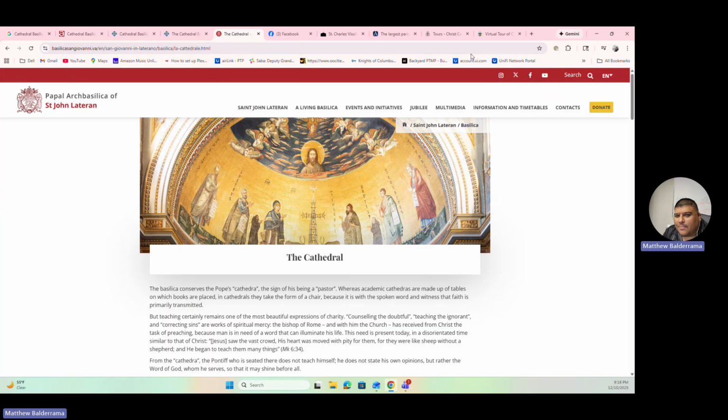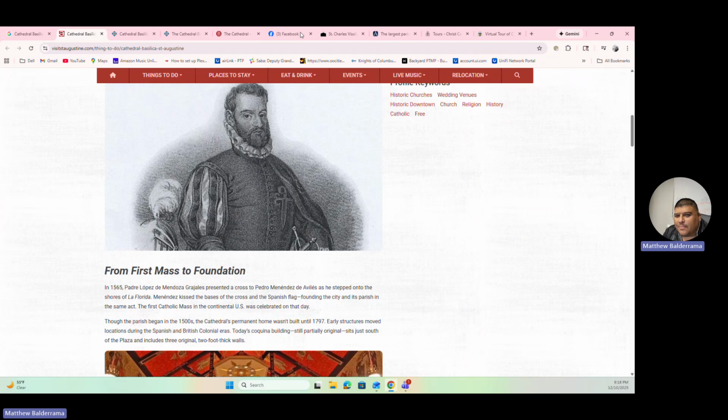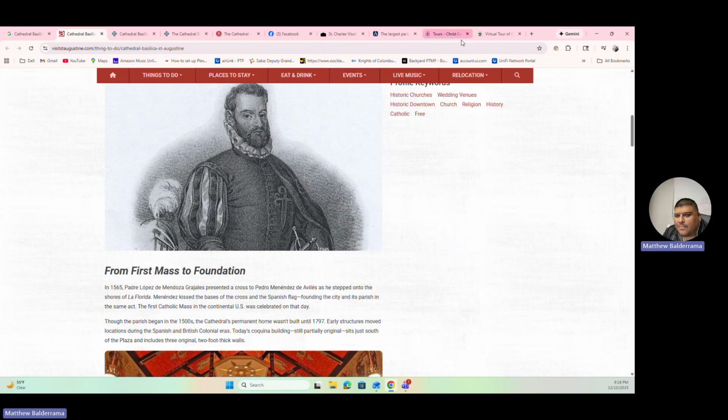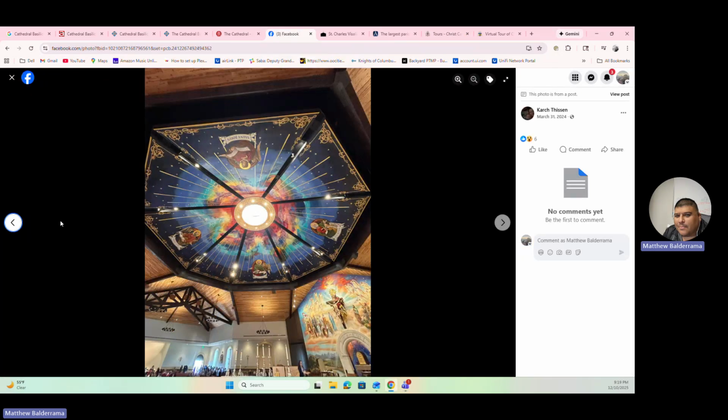So we'll go back to St. Augustine's in Florida, and then let me move this one over. I actually have some pictures from Facebook, but I found a cathedral that was just taken over. I wanted to show two different ones. So now, these are images that I found from Facebook.